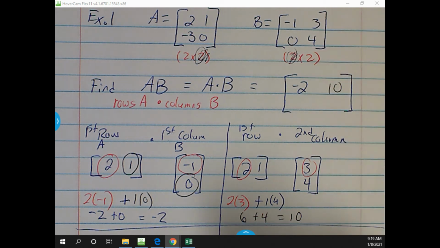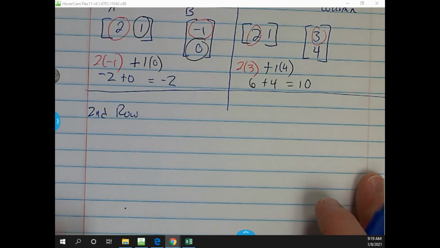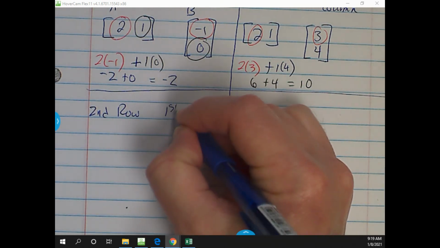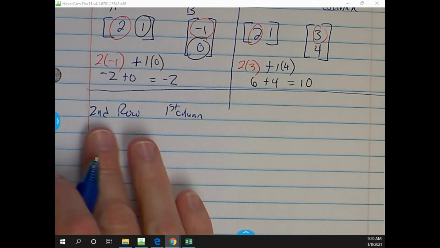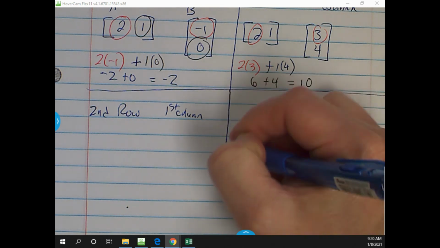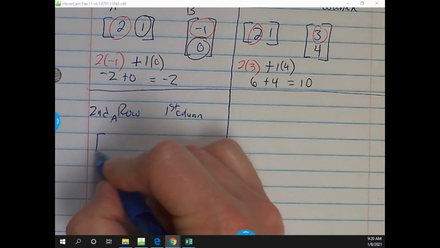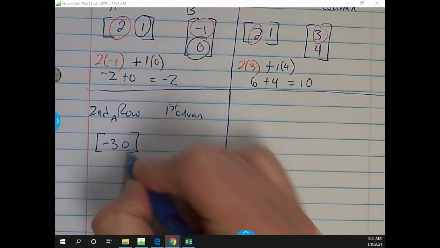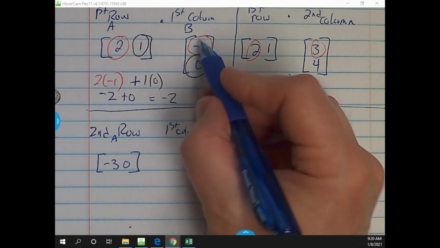There's no other columns, so now we're going to go to the second row. And then we're going to start it over. So now we're going to take everything in the second row, and now we're going to multiply it by the first column that's here. And then we'll do the second row we have here times the second column that's here. Okay, so the second row of A was -3, 0. And then we're back to the first column that we had here, so we're just going to repeat this column that we have here.